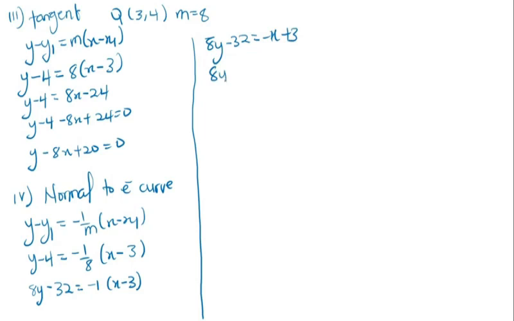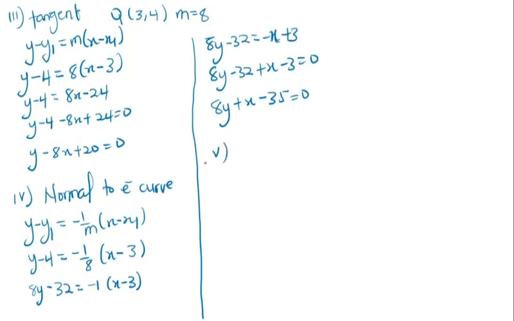So we have 8y minus 32 plus x. We brought this over here. Then minus 3 is equal to 0. So we have 8y, the x is still here, plus x, and this is minus 35 is equal to 0. So this is our equation of the normal to the curve.